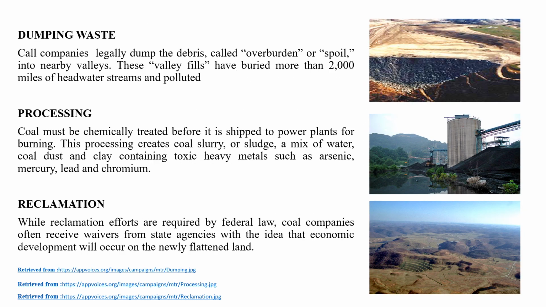Four, dumping waste. Coal companies legally dump the debris, called overburden or spoil, into nearby valleys. This valley fill has buried more than 2,000 miles of headwater streams and polluted them. Five, processing. Coal must be chemically treated before it is shipped to power plants for burning. This processing creates coal slurry or sludge, a mix of water, coal dust, or clay containing toxic heavy metals such as arsenic, mercury, lead, and chromium.